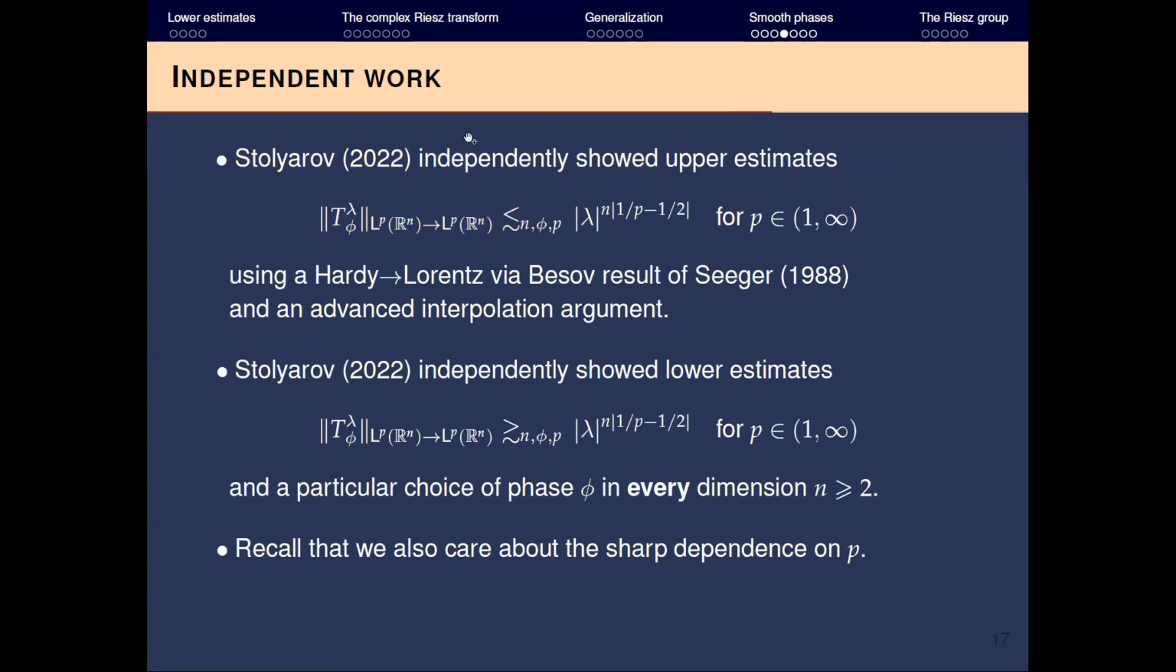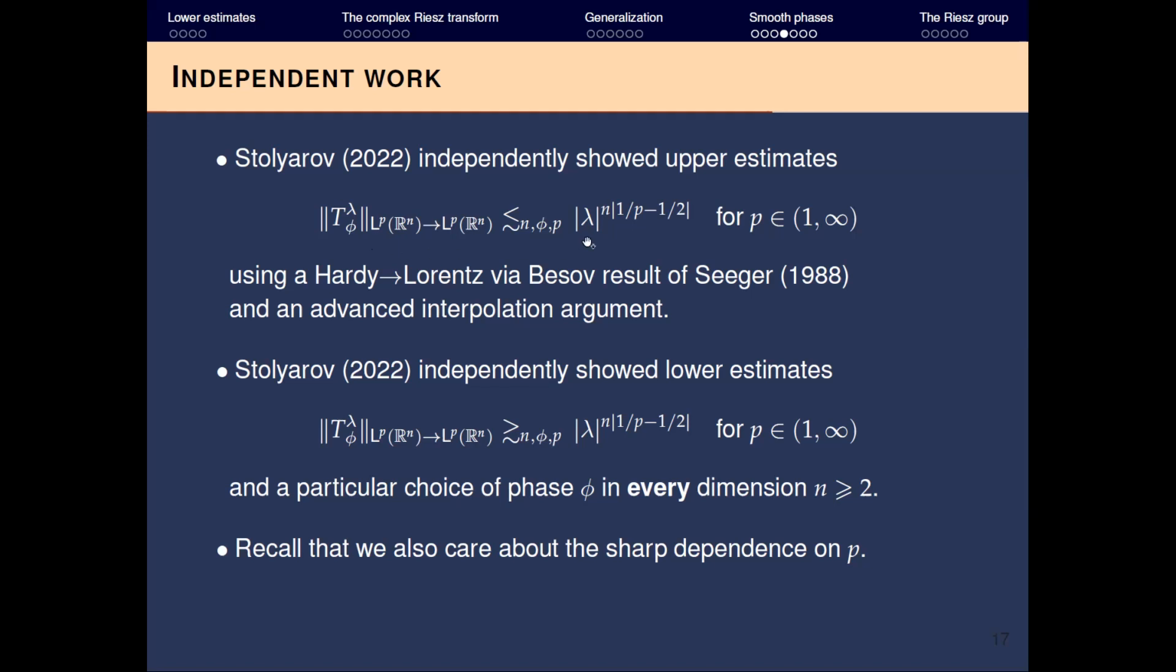So it turns out that I certainly need to mention independent work of Dmitry Stolyarov, who independently showed some upper and lower estimates for Mazya's problem. So we were not aware of each other's progress or work, and Dmitry uploaded his preprint just a day after we did it. Here is what he proved.